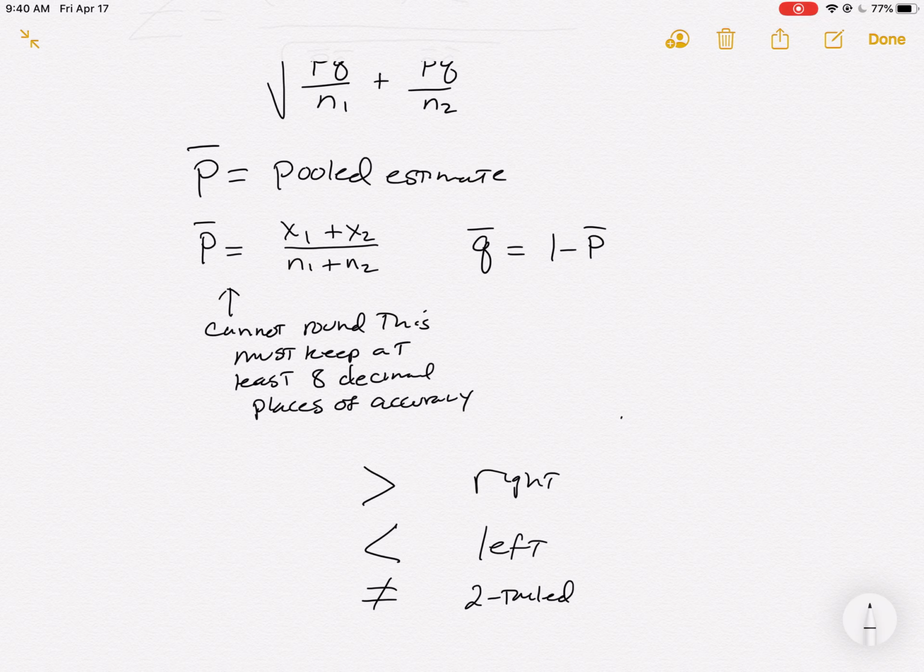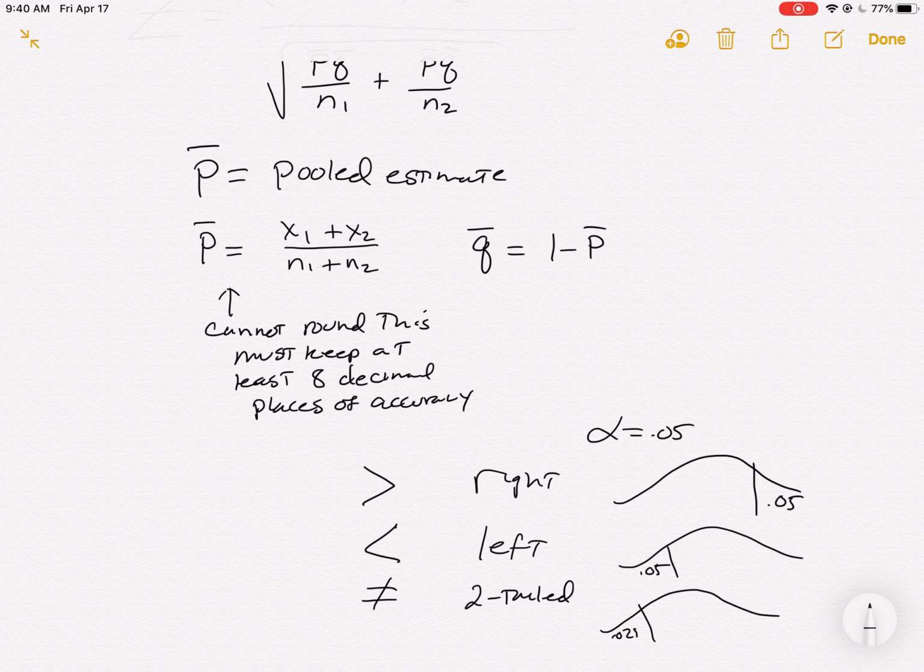So if the significance level was 0.05, that right tail would have a 0.05 here. The left tail would have a 0.05 down here, and the two-tailed would have a 0.025, 0.025.